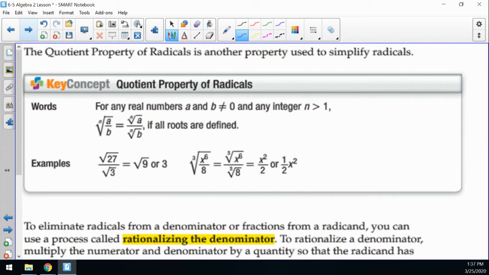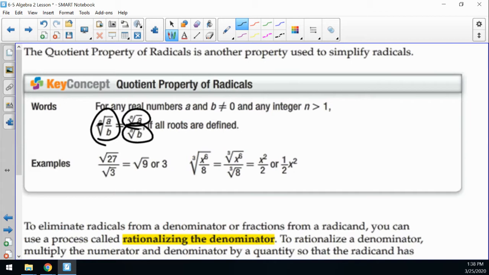All right, so now if we can do it with multiplication, we can probably do the same with division. And so that's called the quotient property of radicals, right? And so what it says is if I'm looking for the nth root of a over b, it's the same as the nth root of a divided by the nth root of b.